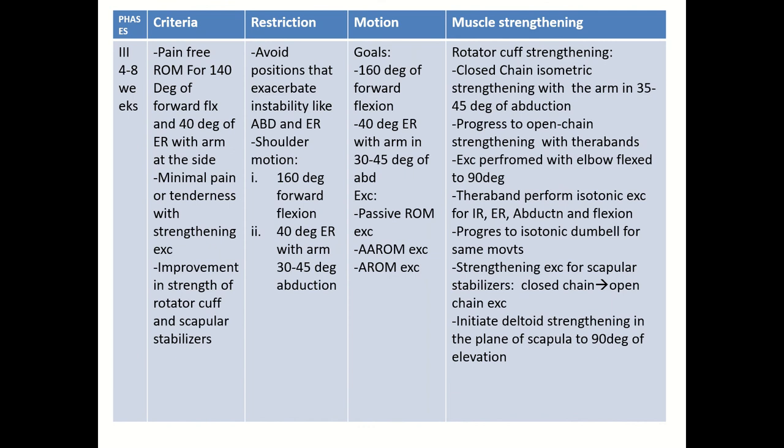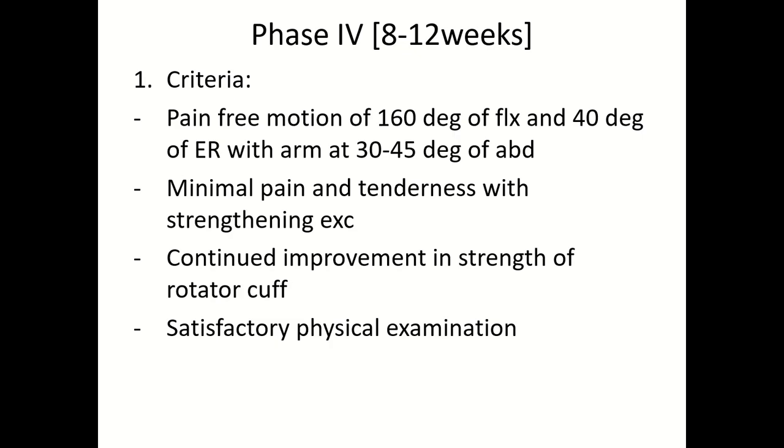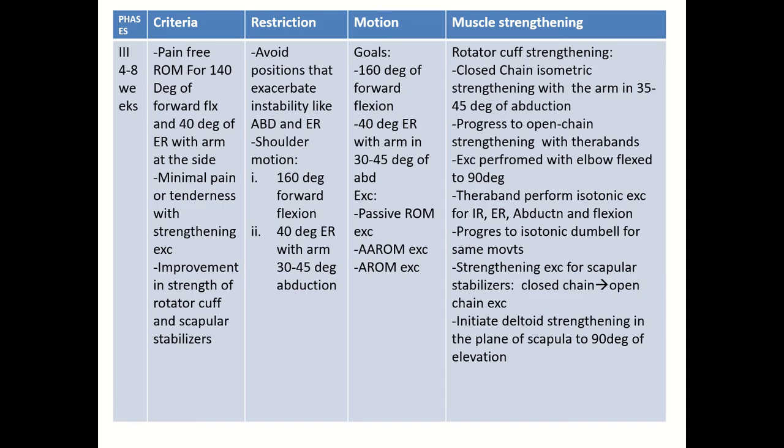Coming down to phase 3, that is 4 to 8 weeks. Criteria: pain-free range of motion for 140 degrees of forward flexion and 40 degrees of external rotation with the arm at the side. This was the main goal in phase 2. So that should be a criteria to get the patient to phase 3.